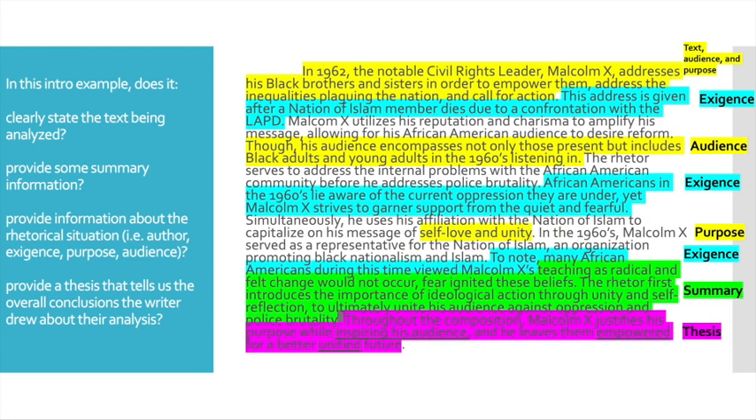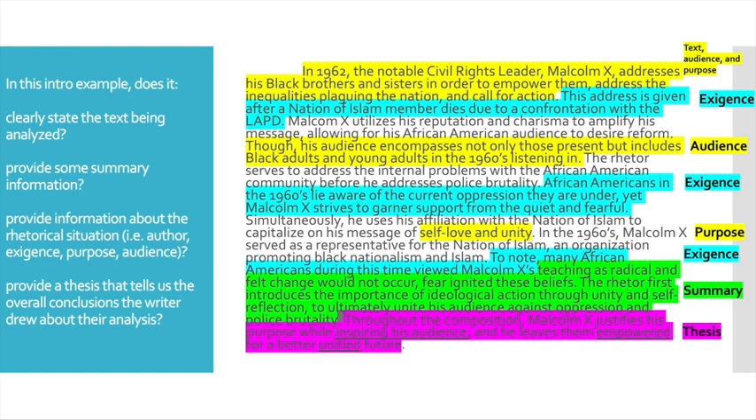So let's take a look at this example. As I read, I want us to think about, in this example, does it clearly state the text being analyzed? Does it provide some summary information? Does it provide information about the rhetorical situation? And does it provide a thesis that tells us the overall conclusion the writer drew about their analysis?